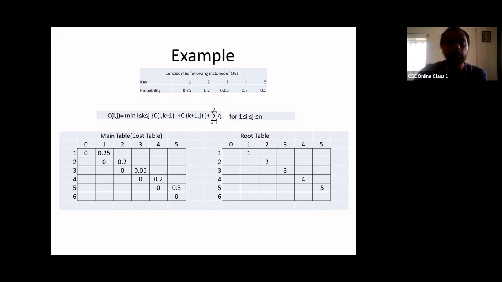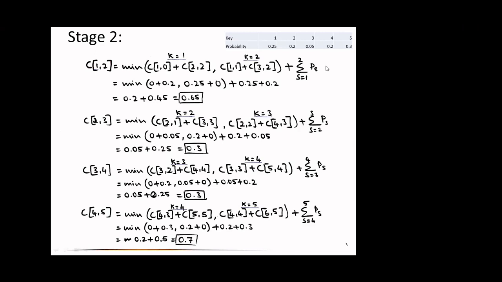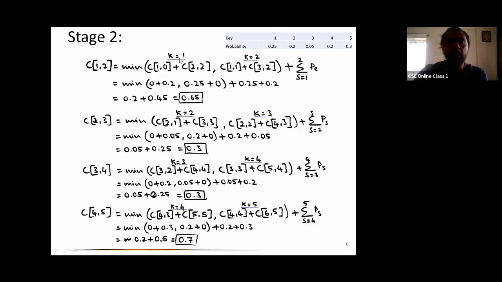To solve 1 comma 2, as you can see in this calculation, for 1 comma 2 we have an option of choosing key as 1, or we have an option of choosing key as 2. If we choose key as 1, then k will be equal to 1. So according to the formula, it is C of i, k minus 1 plus C of k plus 1 to j. So C of i is nothing but 1, k minus 1 is 1 minus 1, 0, plus C of k plus 1.